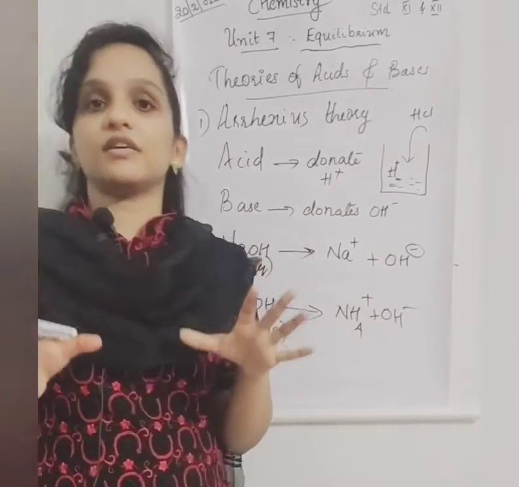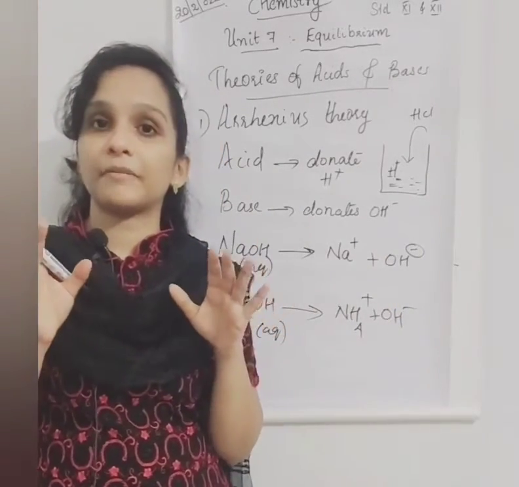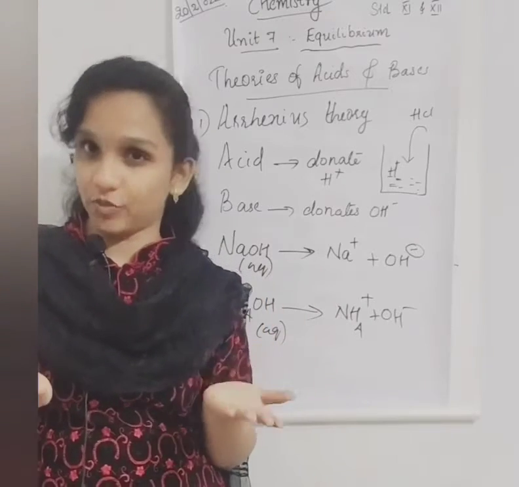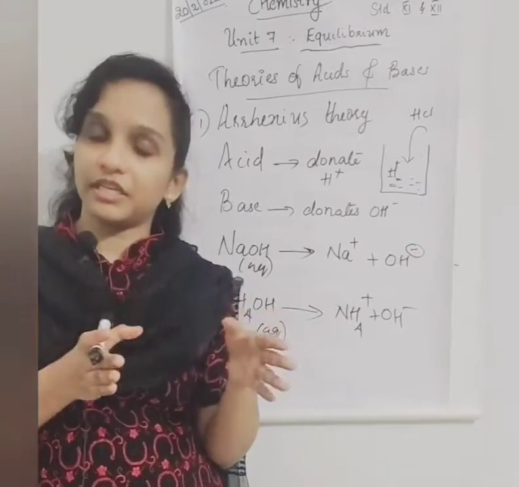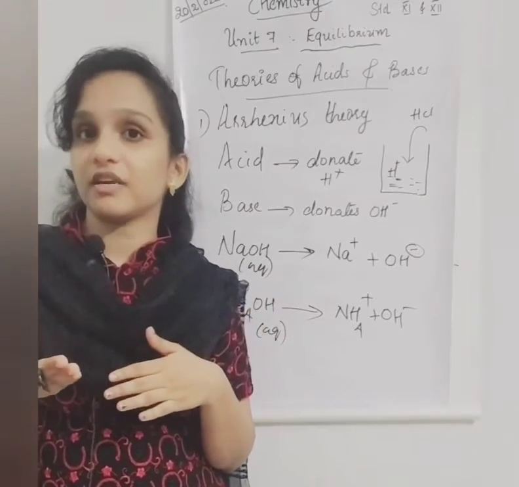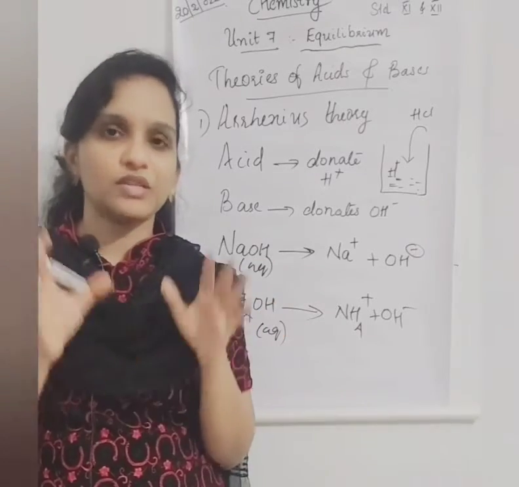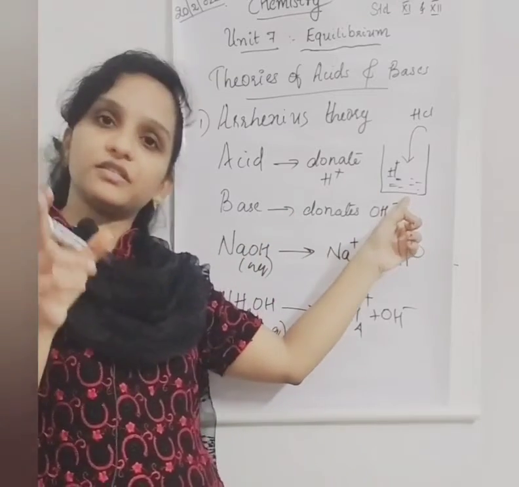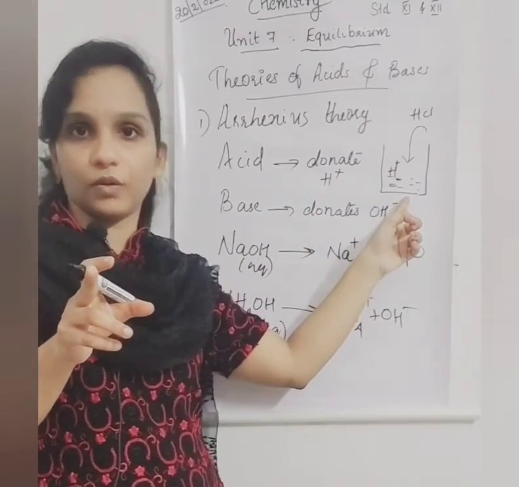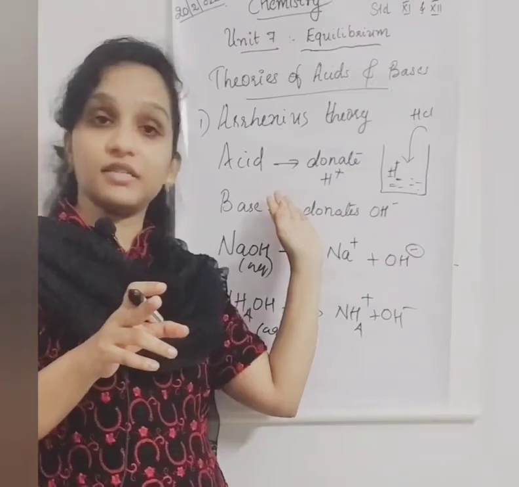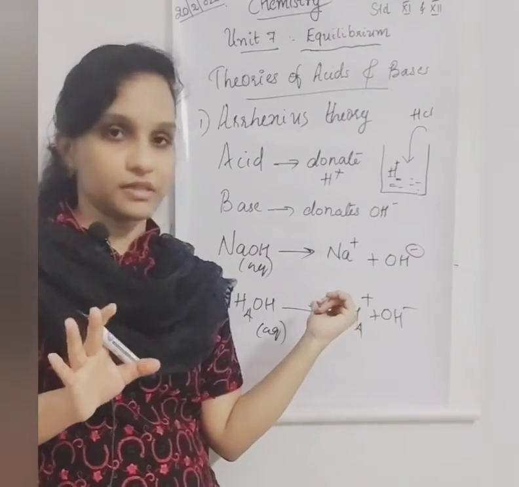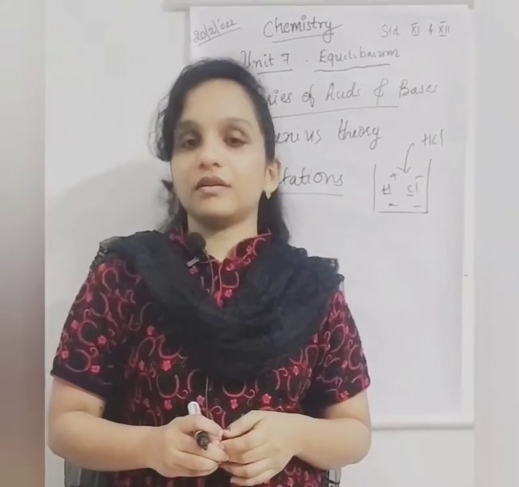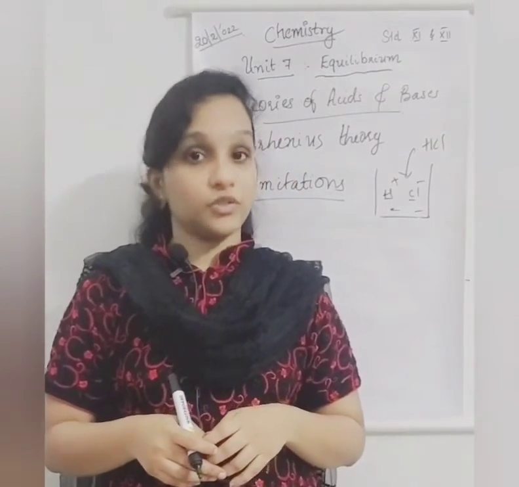So the Arrhenius theory says that an acid produces H plus ions only when dissolved in water. Similarly, a base produces OH minus ions when dissolved in water. So the condition is that it should be dissolved in water. That is an Arrhenius acid and Arrhenius base. Is it clear?